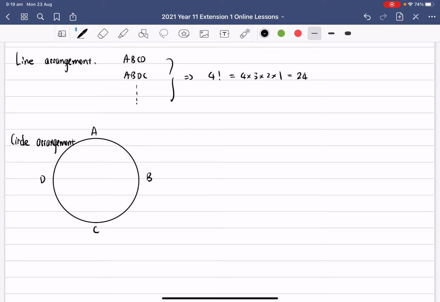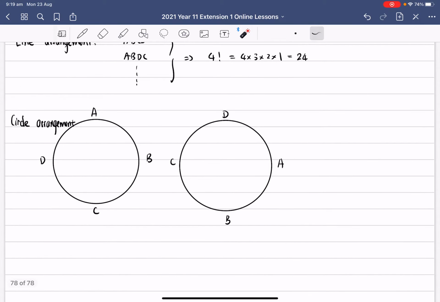Now, the difference between circle arrangement and line arrangement is this. If we have another circle, and I place the A here, then B, C, and D. If you look at these two arrangements, they are literally the same arrangement. If you rotate this circle around, you will have A in the same place. From the first circle arrangement to the second, all I did is rotate the circle 90 degrees clockwise, so that A is here.